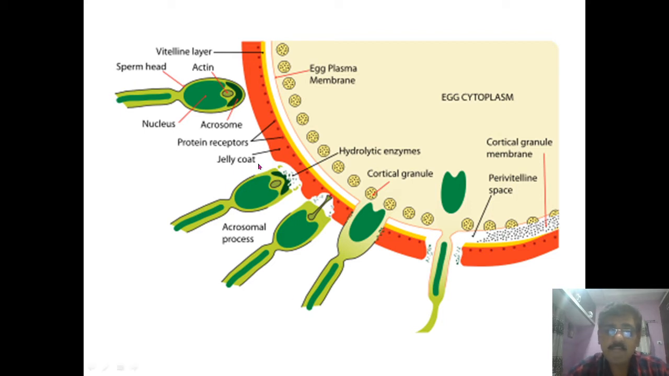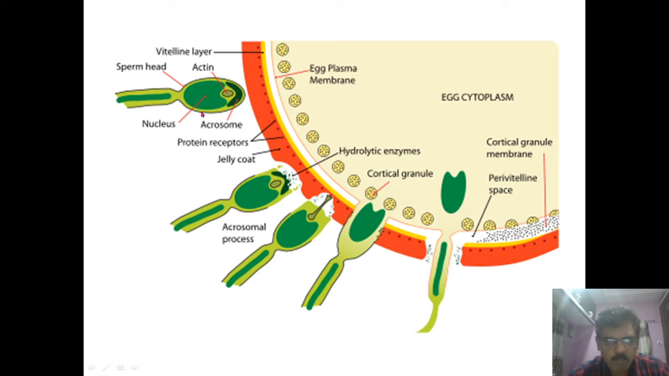This is the diagrammatic representation of the mechanism of fertilization in the sea urchin. In the ovum of the sea urchin, instead of the corona radiata and the zona pellucida, the jelly coat membrane is present on the vitelline membrane. This is a vitelline membrane, and above that there is a jelly coat.